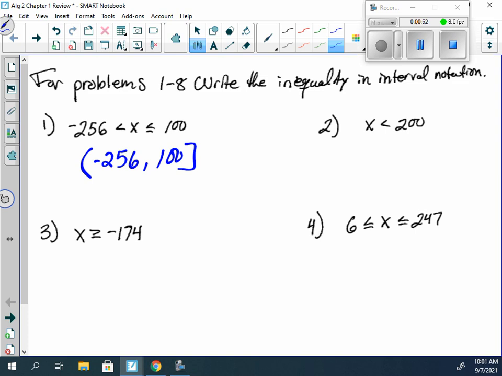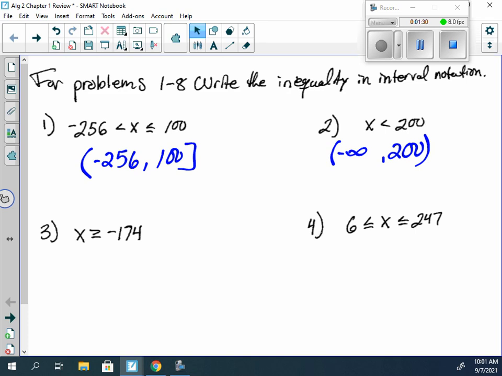Now, if we only have, like number 2, x is less than 200. Since we're talking about less than, it is smaller. So 200 would be here, and we would have a parenthesis because it is not equal to 200. And on the other side, we would have a negative infinity. Because when we only have x is greater than or x is less than, most likely we're going to have an infinity or a negative infinity. Again, make sure to have the correct parenthesis or bracket and make sure the numbers are on the correct side. I do attribute points to both.